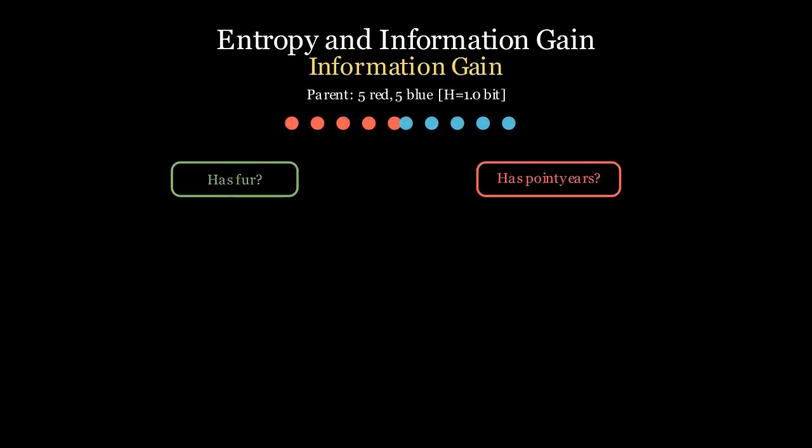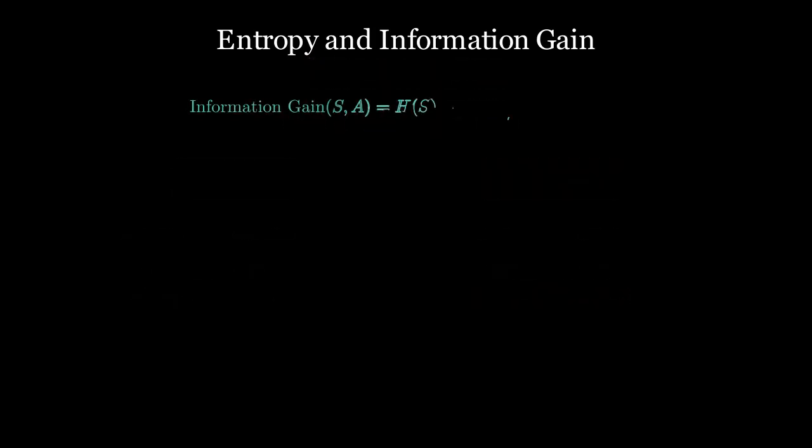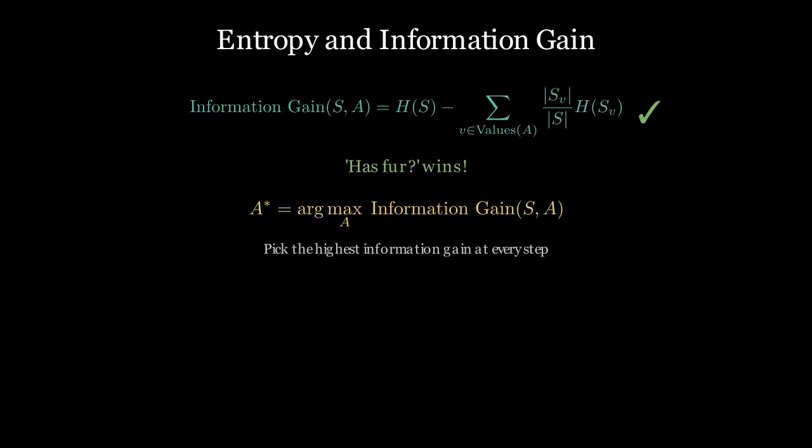The key insight, the more mixed the group, the higher the entropy. A good question is one that reduces entropy the most. We measure this with information gain, the entropy before the split minus the weighted average entropy of the resulting subgroups. The algorithm evaluates every candidate question, computes the information gain for each, and picks the one with the highest gain. That question becomes the node.